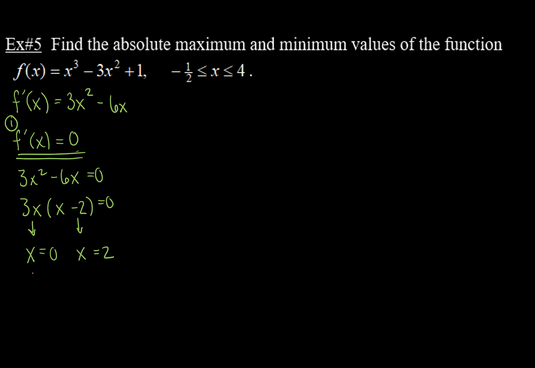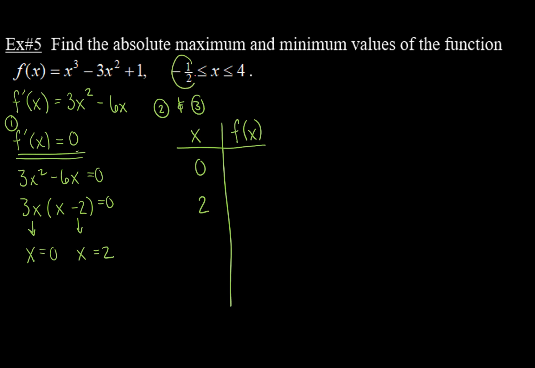Step 2. And actually, I'm going to write this as a step 2 and 3. Essentially, what I do is I am just going to do an input-output table. And I'm going to plug in my critical numbers, 0 and 2. And then I'm going to take my closed interval numbers, -1/2 and 4. And I'm going to plug those into my original function. Okay, don't get it mixed. This is your original function.